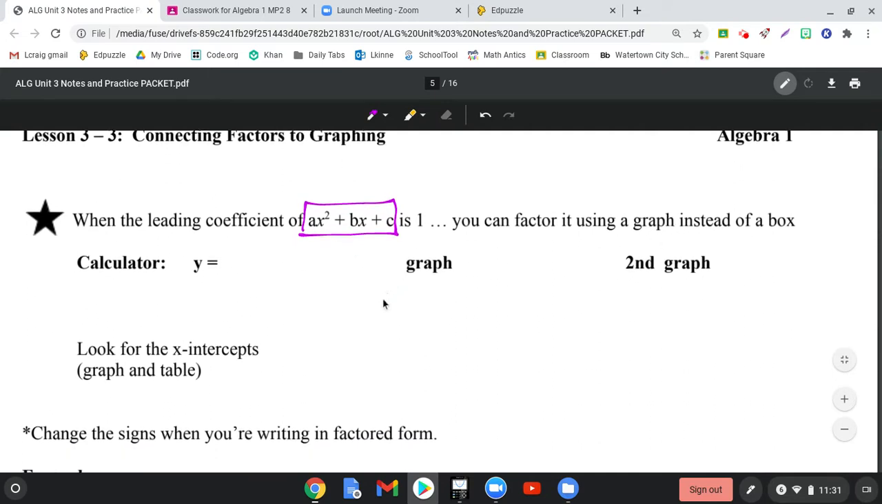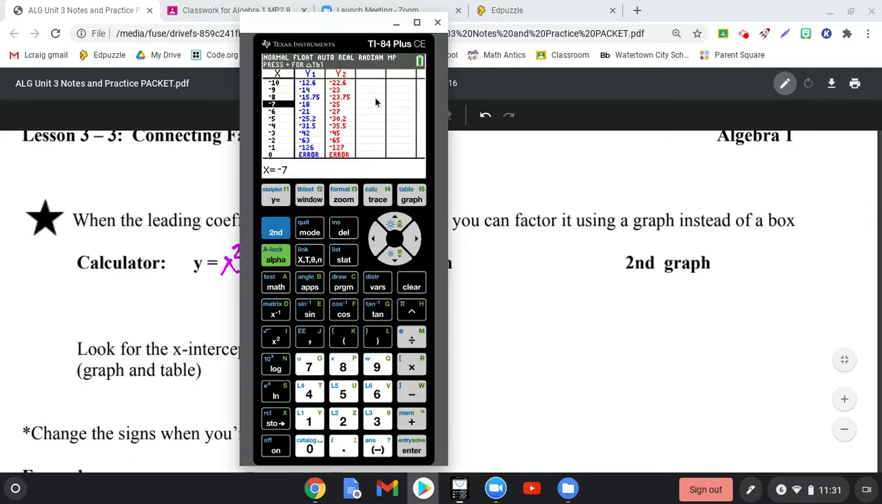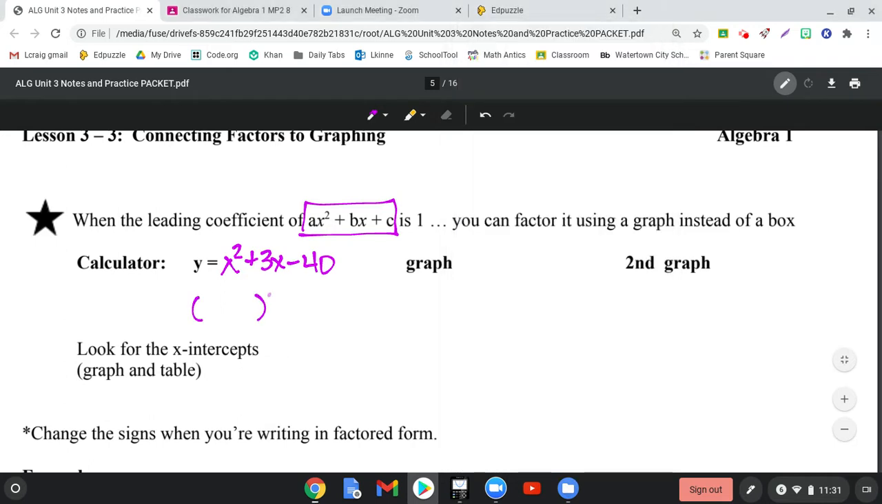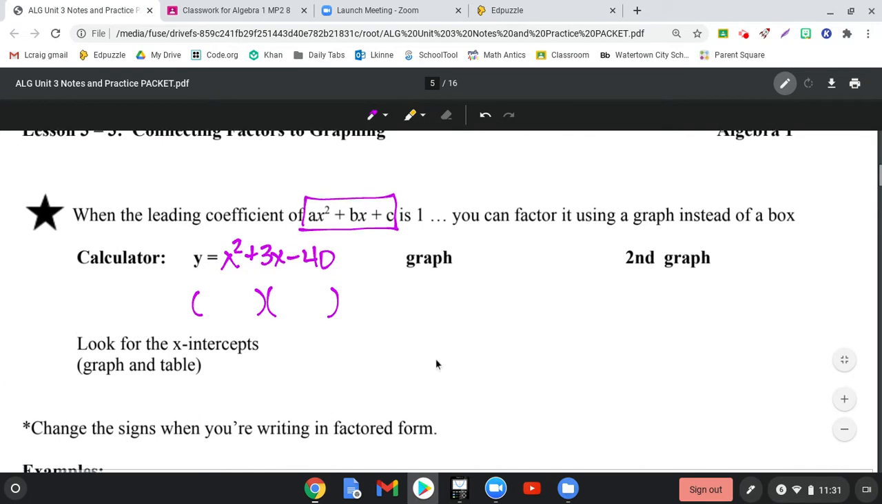So in your calculator, you don't have to do anything with the box method. The first thing you're going to do is go to y equals in your calculator, and you're going to type in whatever the equation is. So why don't we just start with x squared plus 3x minus 40. Let's look at that example. Whatever the example is that says factor, I'm trying to figure out what it was before we multiplied. You can use the table if you want in the box method, but this is a lot faster.